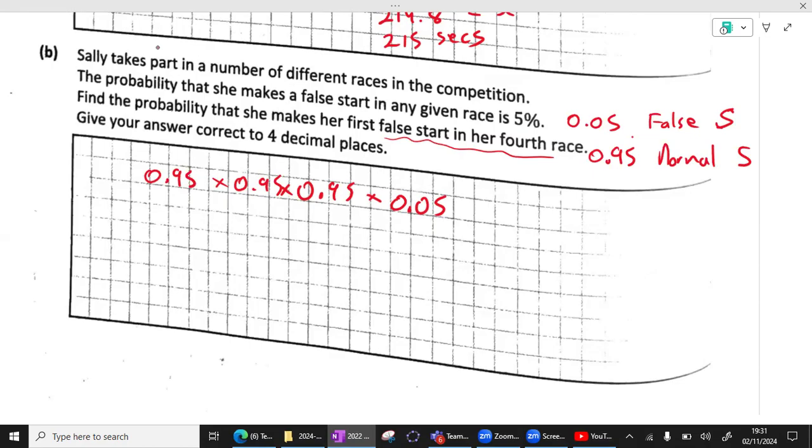Now, that's coming out to be 0.04286. Now it says correct to 4 decimal places, so 0.0429. Okay. So it's only about a 4% chance that will actually happen. Now, what's another way of doing it?